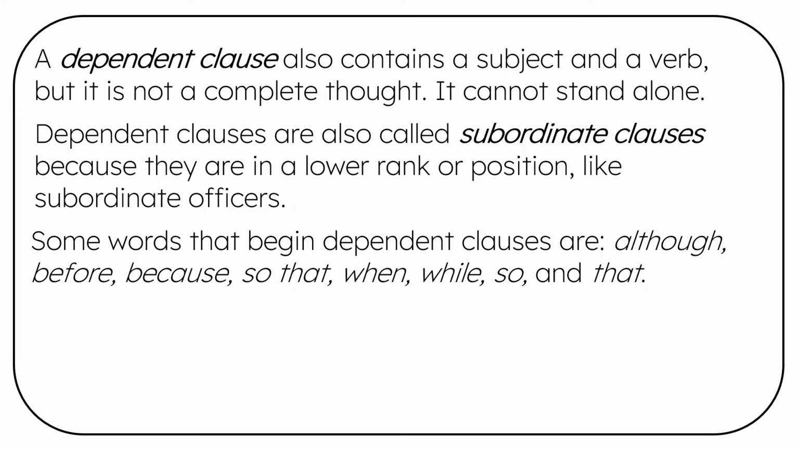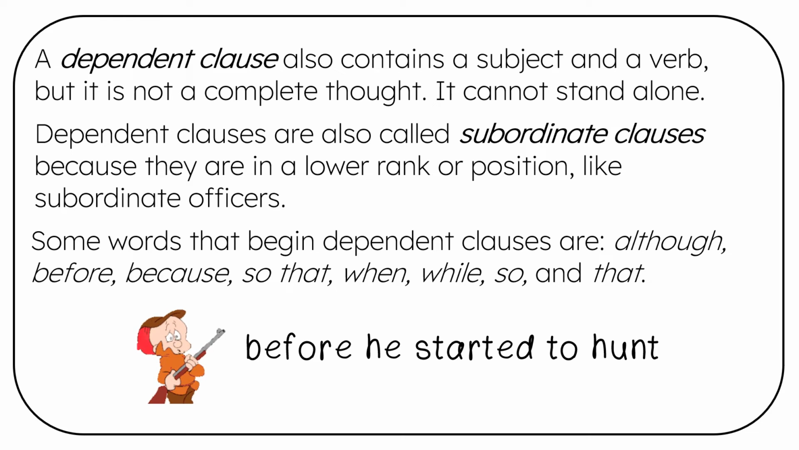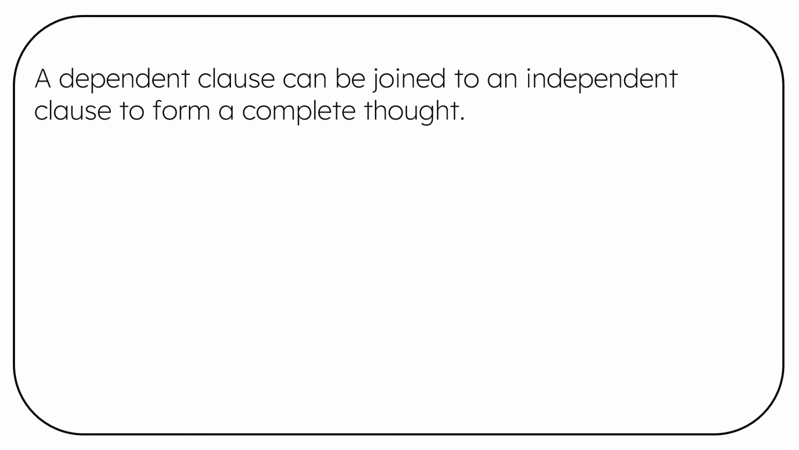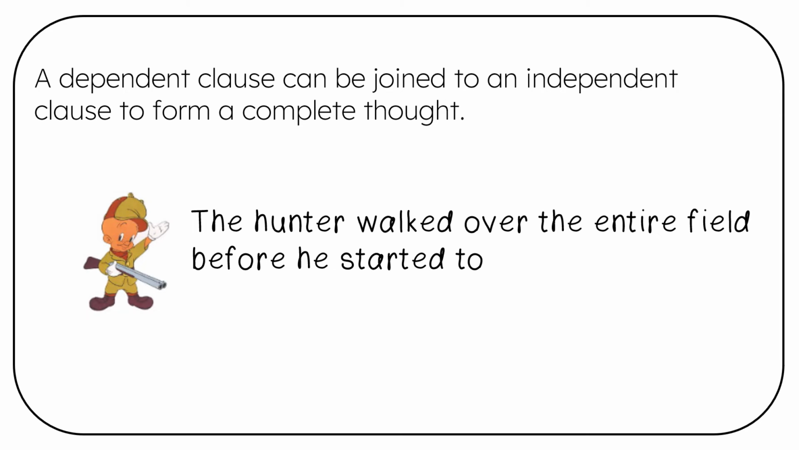Some words that begin dependent clauses are although, before, because, so that, when, while, so, and that. Before he started to hunt: we have a subject, he, and started, which is a verb, but it is not a complete thought, so it is a dependent clause. A dependent clause can be joined to an independent clause to form a complete thought. The hunter walked over the entire field before he started to hunt.